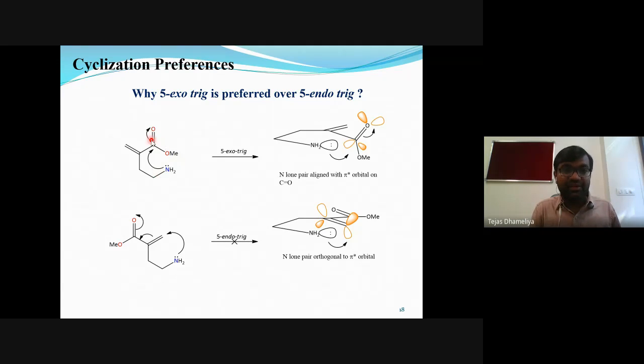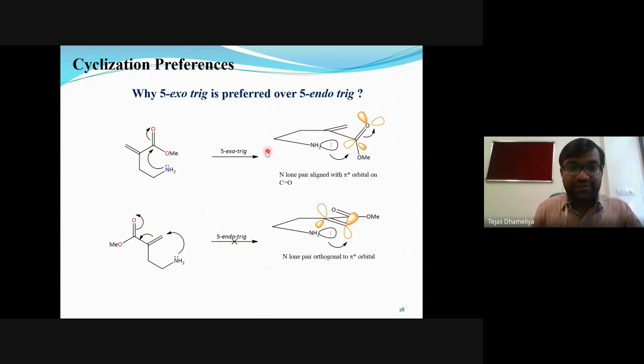If the cyclization happens like this, what will you call it? Since it is 5-membered, it is called 5. Bond breaking is outside of the ring, that's why it is exo. And this electrophilic carbon has trigonal geometry, that's why it is called trig. When it comes to 5 endo trig, the bond which is undergoing breakdown is a part of the ring, so that's why it is 5 endo trig. This kind of question shall be there in your first MCQ days or mid-semester examinations.